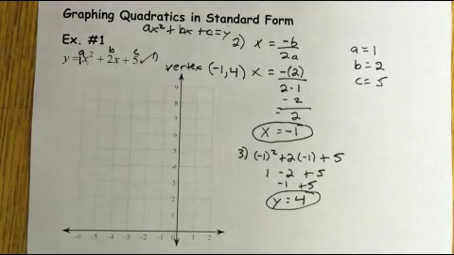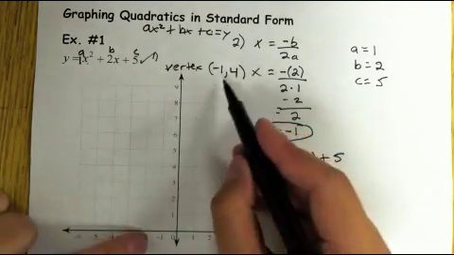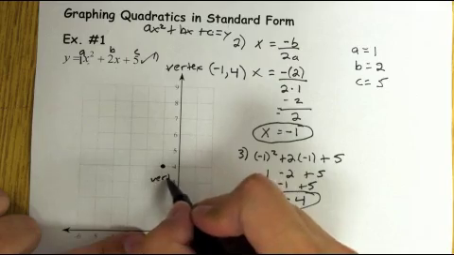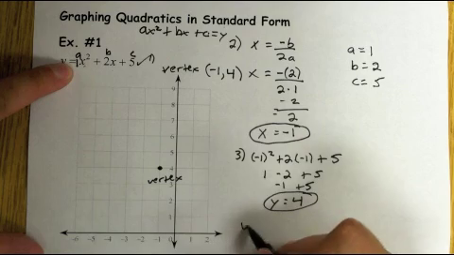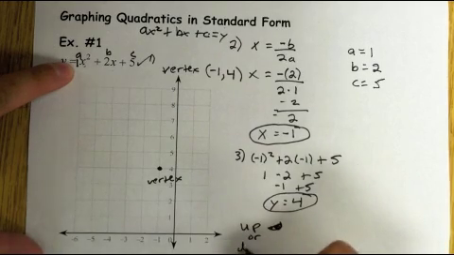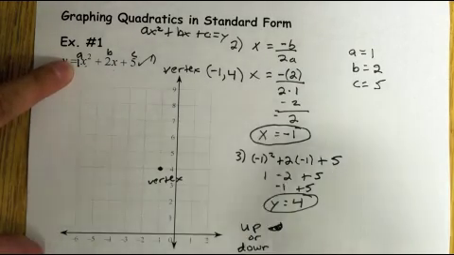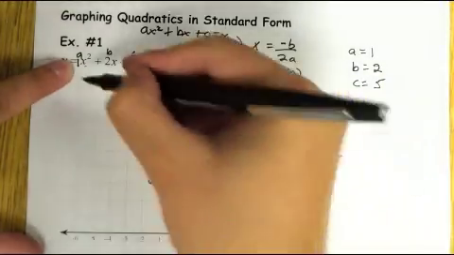So far, so good? Let's plot this. So we have one point in our parabola, negative 1, 4. This is our vertex. Let's try out our vocabulary that we learned. Does it open up or down? What would we need to look at? That's right, the a value. The a is positive, so it opens up. So we know these are going to go up.